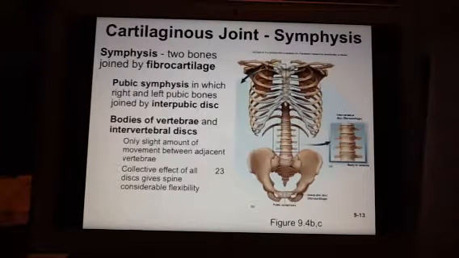And then a symphysis is a cartilaginous joint that is bound by fibrocartilage. And we see this in the pubic symphysis, which is how the right and left pubic bones are joined by the interpubic disc. And we also see these types of joints in between the vertebrae and the intervertebral discs.